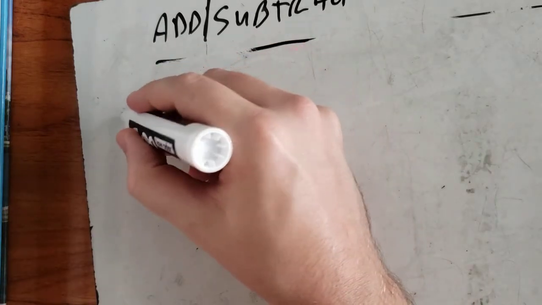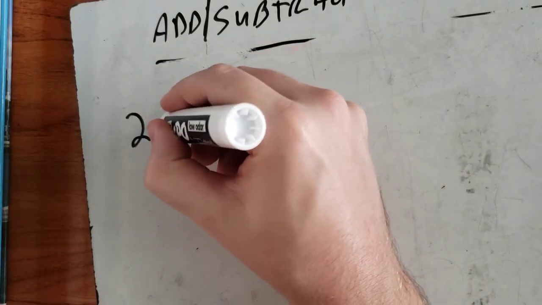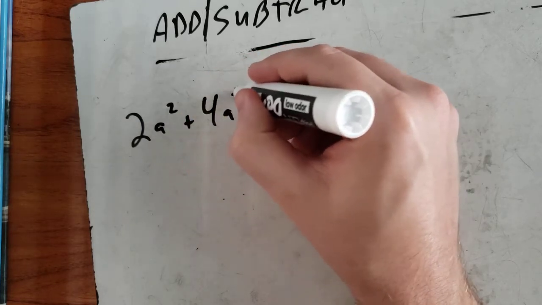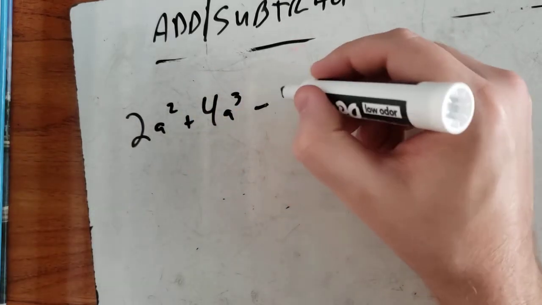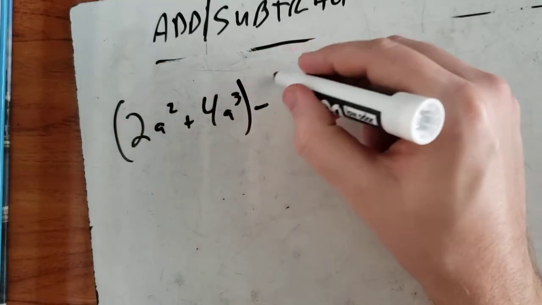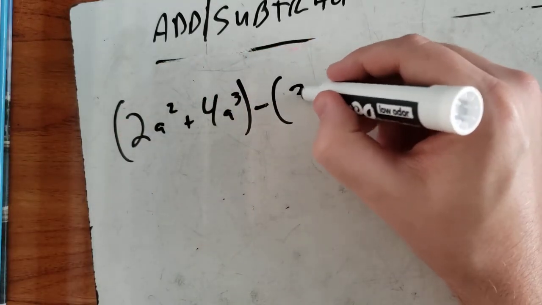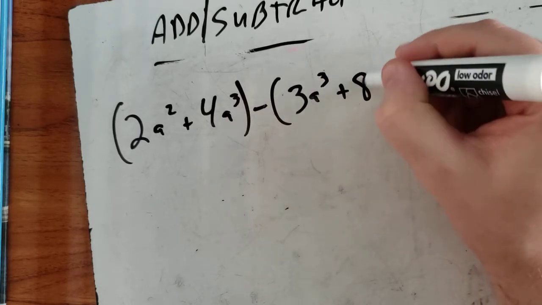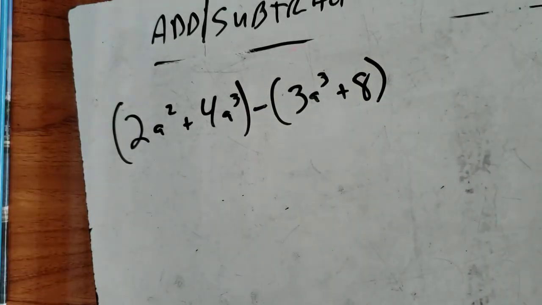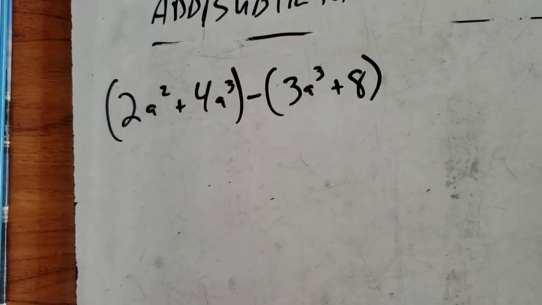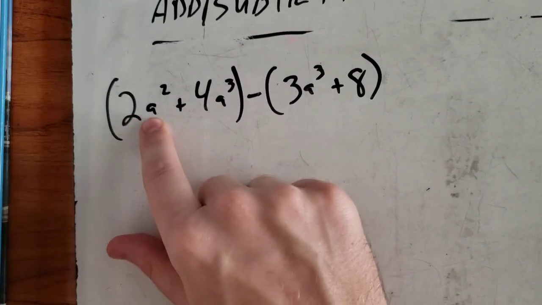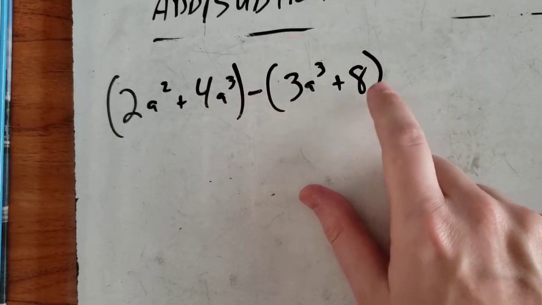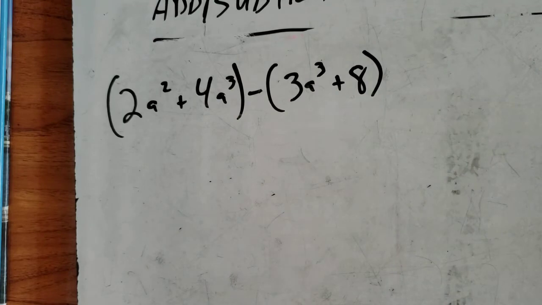Let's do 2a squared plus 4a to the third minus 3a to the third plus 8. Okay, so we have a few different things here. Okay, what do we notice? Well, we have a squared, we have an a to the third, we have an a to the third, and we have an 8 with no letter attached.